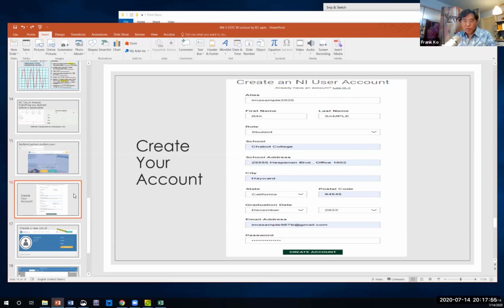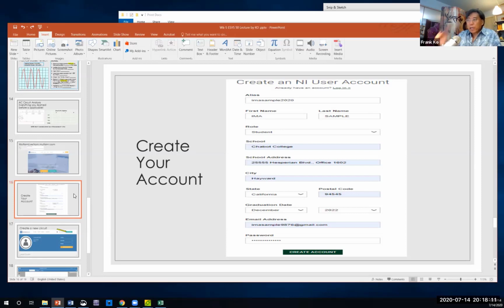Now, NI, I mentioned before, stands for National Instruments, and they make MultiSim, the full strength version. Some people call this one MultiSim Lite. Yes, it's called MultisimLIVE, and it's known as MultiSim Lite also.